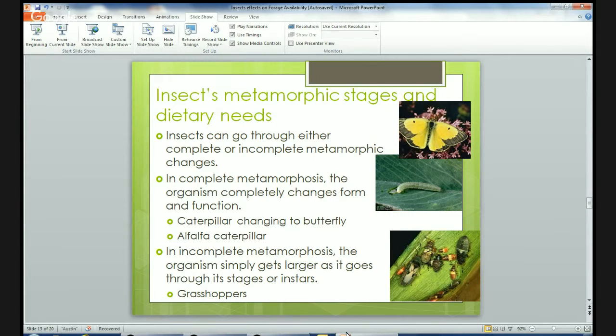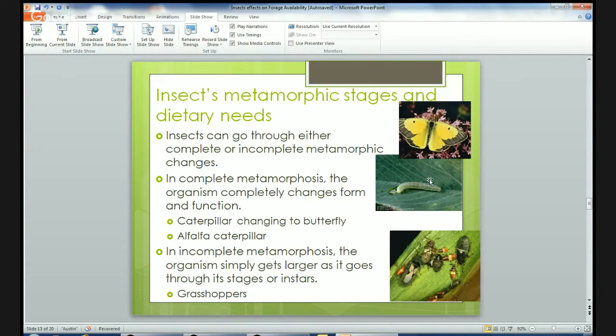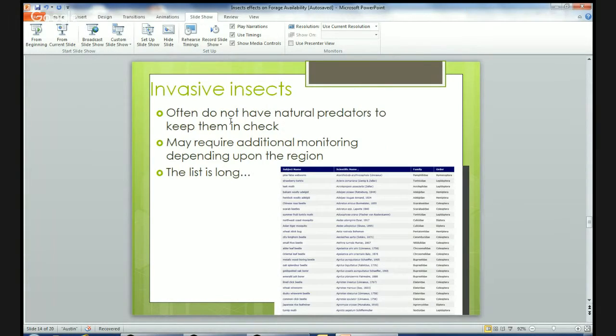All right. So after we figure out what these insects look like in their lives, whether they're little caterpillars, a pollinator, or a beetle or weevil kind of thing, how do they eat? And what kind of damage does that do to the plant? And then, are these guys native or are they not native? There's a long list of invasive species that often do not have natural predators to keep them in check. And that is honestly the crux of the matter.